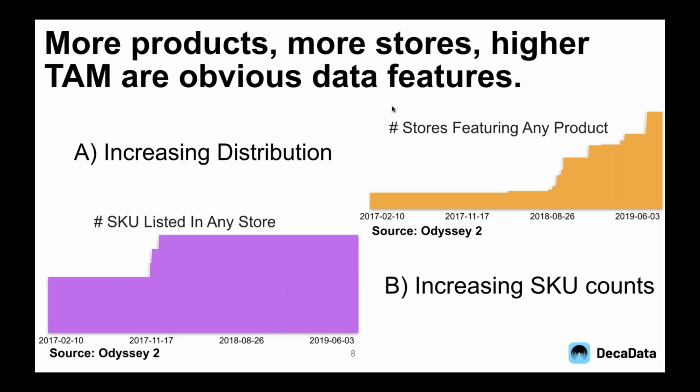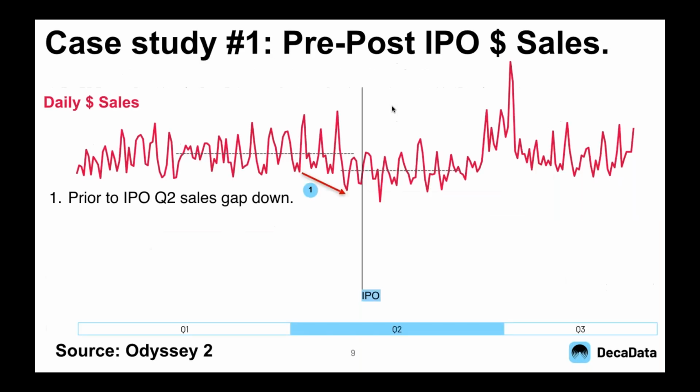A more obvious feature than distribution and SKU counts is looking at sales and market share. And here we're getting into our first case study. This is referring to the IPO. The firm was private up until May, early Q2 of this year, 2019, and then it performed its IPO. Here we have the daily dollar sales from our Odyssey 2 panel of that manufacturer across all of its products for 2019 up until around the 23rd of August.